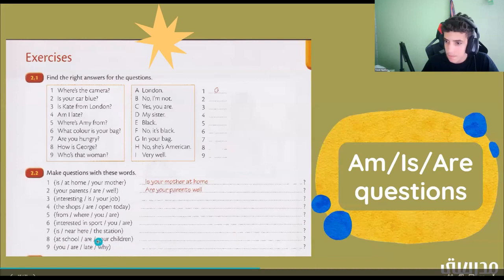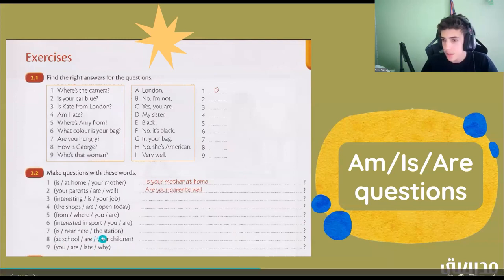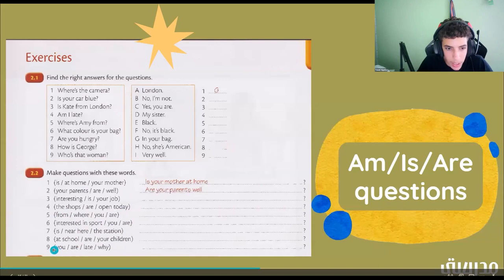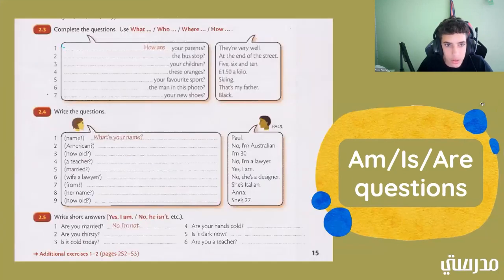So what would number 8 be? Repeat 5? Sure. Let me just finish number 8 really quickly. Are your children at school? All right, good job. So number 5 was from where you are. Okay. But we wanted to rearrange it to make it a question. So it would be, where are you from? Okay, so where are you from? That would be number 5. And then number 9 is, why are you late? All right, great job. Okay, let's move on to this exercise now.